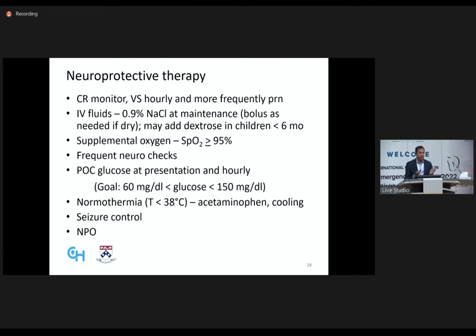What fluids to use? If the patient is well hydrated, well perfused, then you would just start normal saline at maintenance. If the patient is poorly perfused, then feel free to provide boluses till the patient gets into a state of normovolemia, and then continue normal saline infusion. So how about dextrose for maintenance? Should we use normal saline, or should we use D5 normal saline?